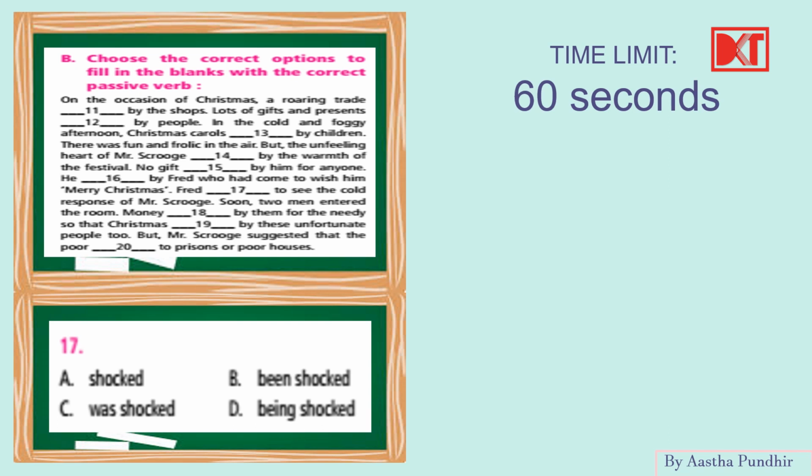Okay, next, Fred dash to see the cold response of Mr. Scrooge: Fred shocked, Fred been shocked, Fred was shocked, Fred being shocked. Correct answer C. Fred was shocked. Was is the auxiliary verb, shocked, the V3 form. Fred was shocked to see the cold response of Mr. Scrooge. Okay.